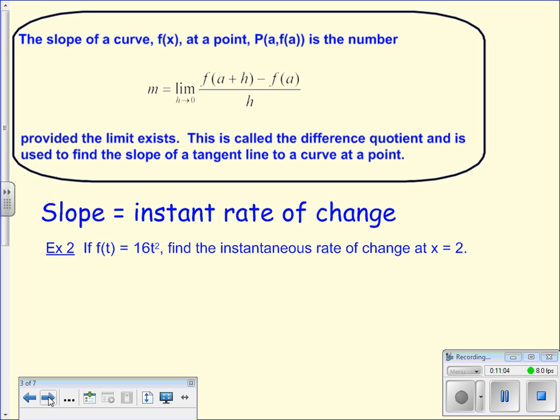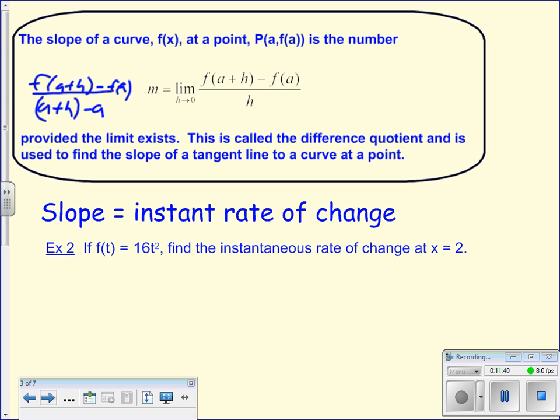Because our denominator is A plus H minus A. If you go back to change in Y over change in X, that's how this works. F of A plus H minus F of A over A plus H minus A. And what does A plus H minus A simplify down to? H. That's the distance between those 2 points, point A and point A plus H.